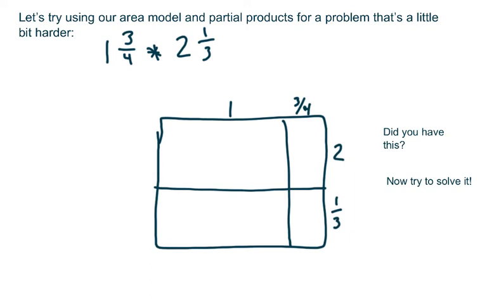All right, I hope you were able to break those mixed numbers down into the whole number and the fraction. So you can see I have my 1 3/4 and my 2 1/3. And hopefully you're going to see how I can run these together to know what's going to need to be multiplied in each box, right? All right, give it a try. Try and solve it. Come back when you're done.